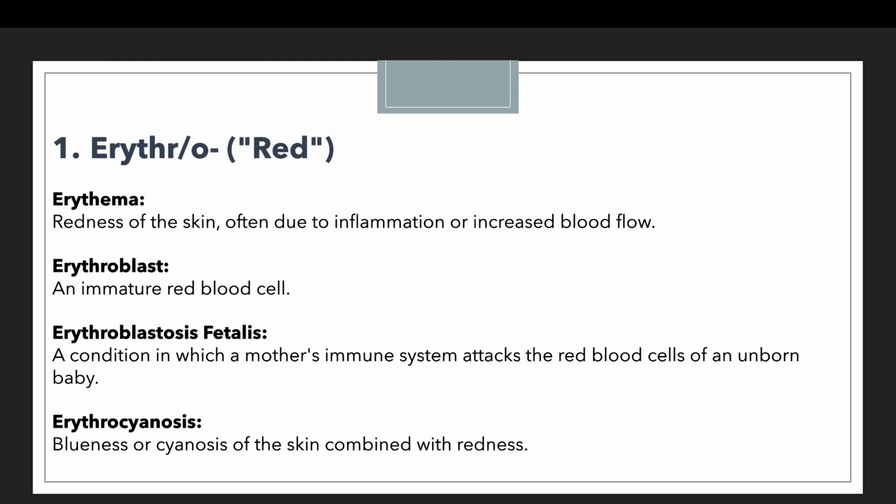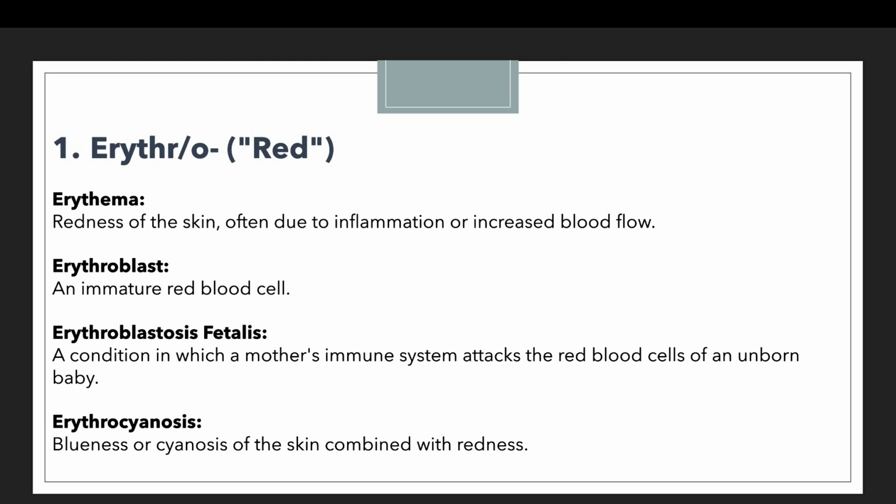Then in the fourth example, we are talking about erythrocyanosis. If you have covered the previous session, there we discussed another medical prefix, cyano, which we use to denote the blue color. So here for this medical terminology, we are combining two types of prefixes, which are erythro and cyano. That's why the terminology is erythrocyanosis.